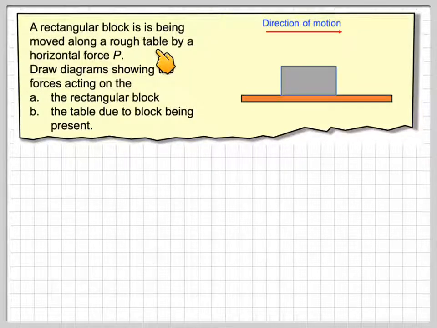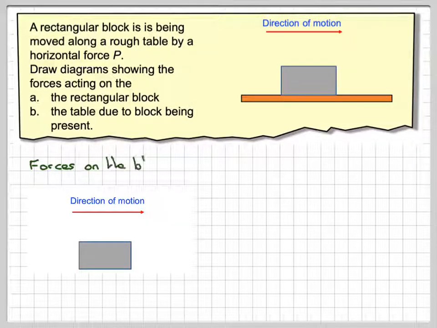A rectangular block is being moved along a rough table by a horizontal force P. Draw diagrams showing the forces acting on the rectangular block and the table due to the block being present. So here we have the block and here we have the table. The table's rough, so there'll be some sort of friction involved here. The direction of the motion in this case is going to be that way.